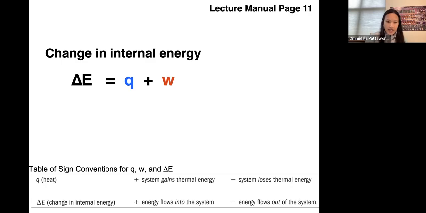So again, Q is heat, right? I'm gonna go over this side real quick before I get into each of those. So again, positive Q, positive heat, and positive change of internal energy indicate that the system gains heat and also gains energy as well. So it depends on what you're looking at. If you were looking at energy, it's gaining energy. If you look at heat, heat would flow into the system. Vice versa with the negative.